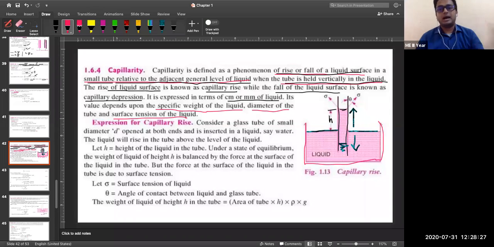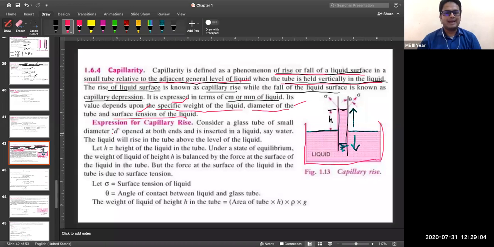They may ask you a question like: capillary rise or depression will depend on, and four options will be there. Among those four, there will be one like specific weight of the liquid, surface tension of the liquid, and diameter of the tube. So you have to remember these three factors: specific weight of the liquid, diameter of the tube, and surface tension of the liquid. Capillary rise or depression depends upon these.